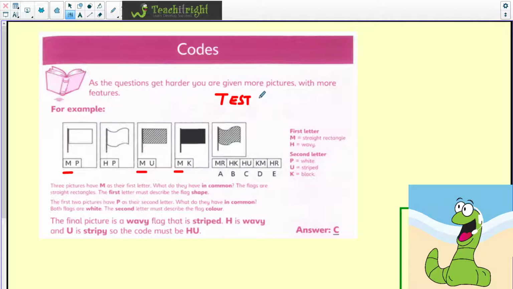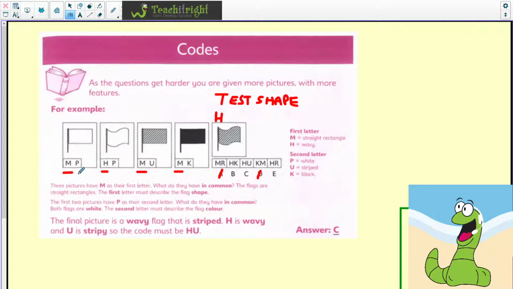And that means that we actually need to work out what the code is going to be for that particular question. Okay. So the M's stand for the fact that it is a rectangular shape. Obviously we've got a wavy flag here, that's what we need. So we are going to need to have an H as our first letter. So that means I can cross out the ones that don't have H.